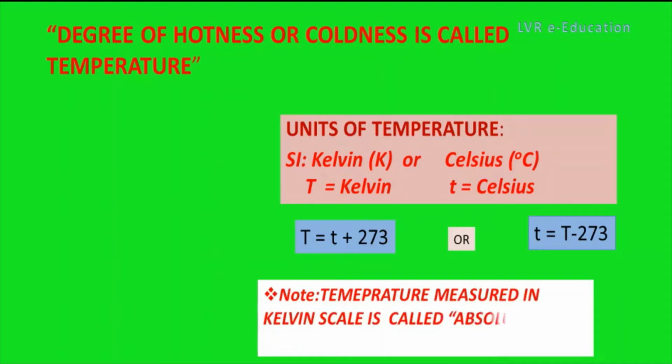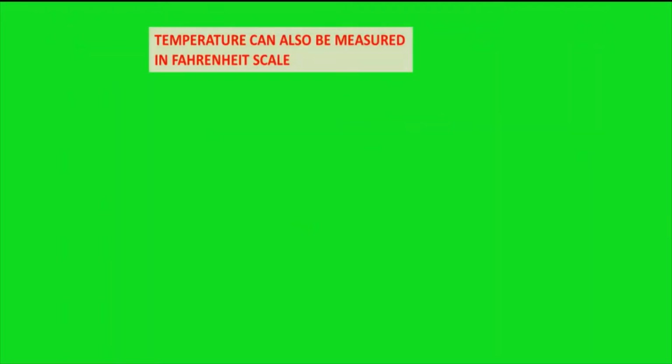The temperature which is measured in the Kelvin scale is often termed absolute temperature. Temperature can also be measured in the Fahrenheit scale. The relation which exists between the Celsius and Fahrenheit scales is given: (F minus 32) by 180 is equal to C by 100, where 32 is the least value in the Fahrenheit scale and 180 is the number of divisions. Similarly, 0 is the least value in the Celsius scale, and 100 is the number of divisions. Using this equation, we can convert a Fahrenheit value into a centigrade value or a centigrade value into a Fahrenheit value.